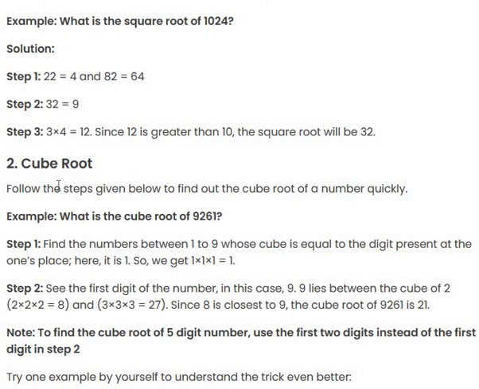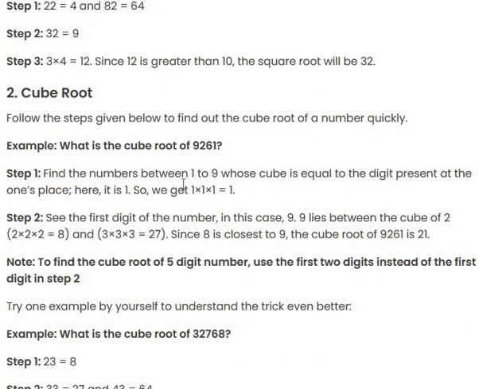Question 2, cube root. Follow the steps given below to find out the cube root of a number quickly. Example: what is the cube root of 9261? Step 1, find the numbers between 1 to 9 whose cube is equal to the digit present at the ones place. Here it is 1, so we get 1 into 1 into 1 is equal to 1. Step 2. See the first digit of the number. In this case, 9.